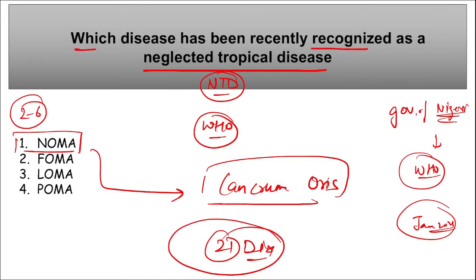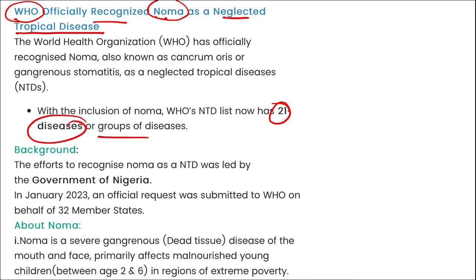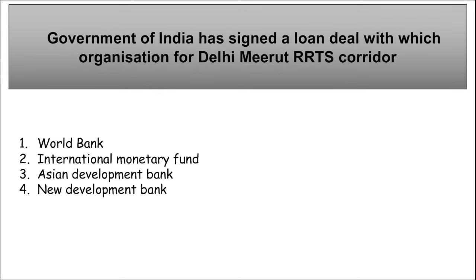Noma, if we talk about the countries where this can be found, it is Sub-Saharan Africa, Latin America, Asia and other regions where you can see heavy or maximum poverty, right? Where more poverty will be there, you will be finding this type of disease there. Next, you can see WHO has officially recognized Noma as a neglected tropical disease, and with this it has 21 diseases or groups of diseases in this list.